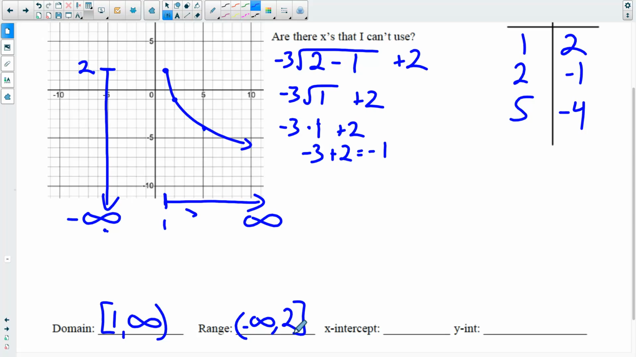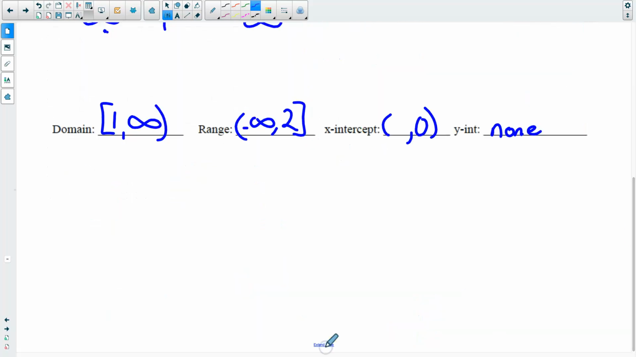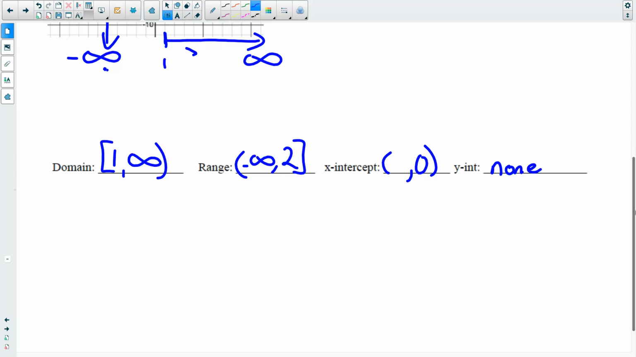X-intercept, y-intercept. We don't have one of them. Which one do we not have? We don't have the y-intercept. I got none. What do you know about an x-intercept? Y equals 0. Let's work through this puppy. So I'm going to start with 0 equals negative 3, square root of x minus 1 plus 2. First step, what is it? Yep, subtract 2.